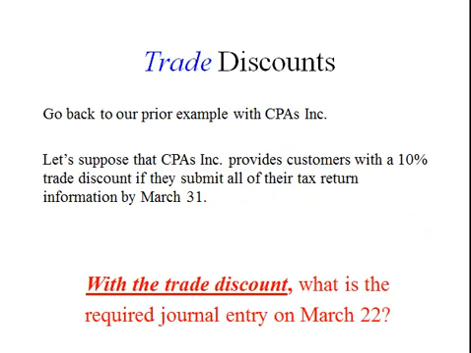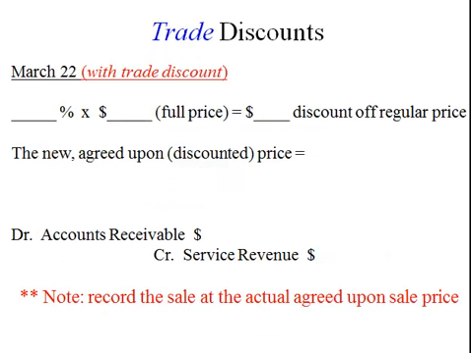Let's go back to our example with the CPAs. Suppose, as an incentive, we offer our customers a 10% discount to get their information in by March 31st. With the trade discount, what journal entry will we record? First, we have to calculate what the actual price is.